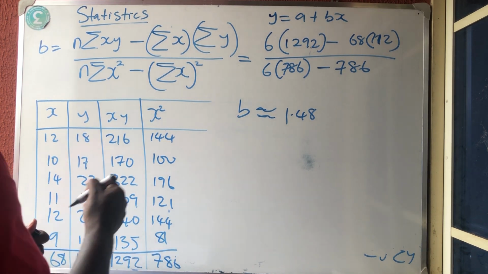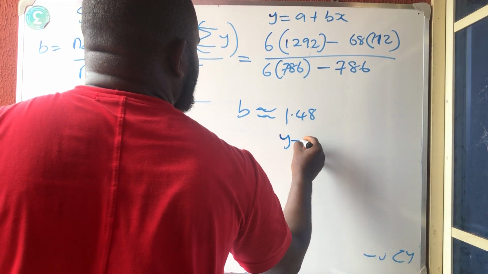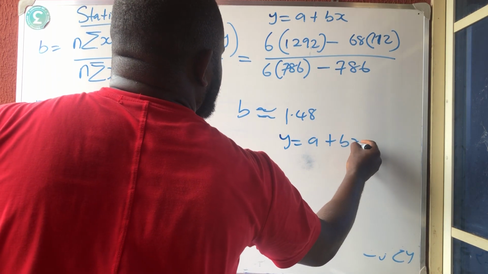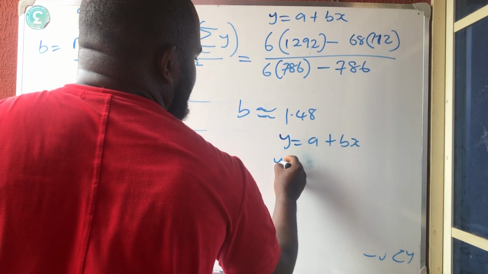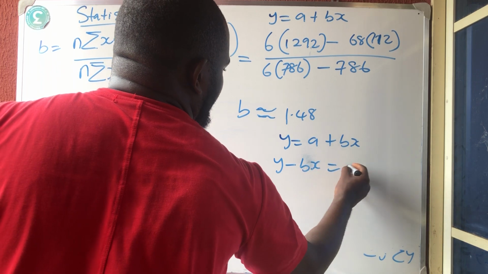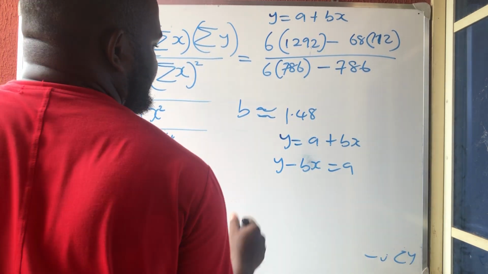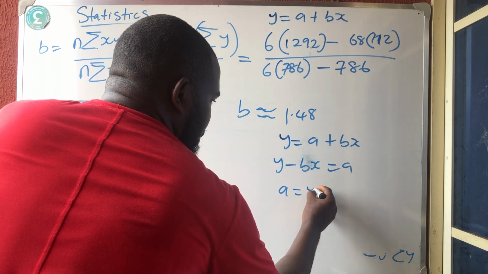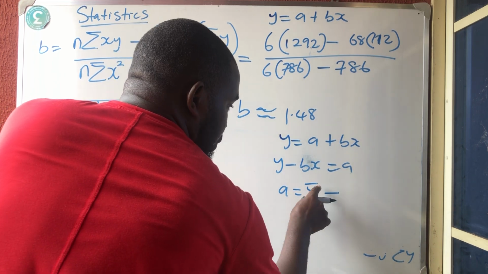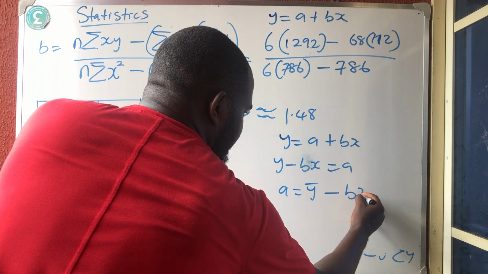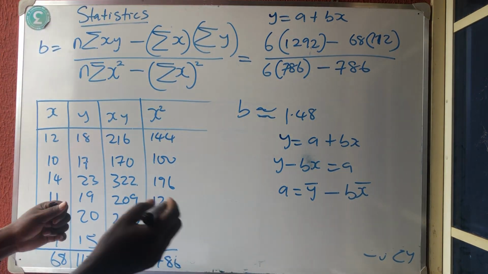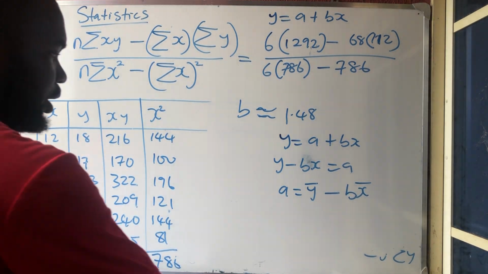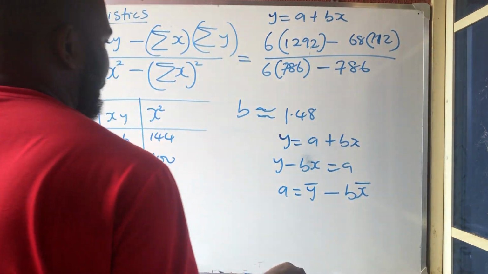How do you get a? From this equation I have that y is equal to what? A plus bx. Now to get my a will now be what? Y minus bx is equal to a, right? Y minus bx is equal to a. So therefore my a is simply, y bar minus bx bar. That's all. That's how to get your a. Very, very simple. Okay, so let's get our x bar and y bar.